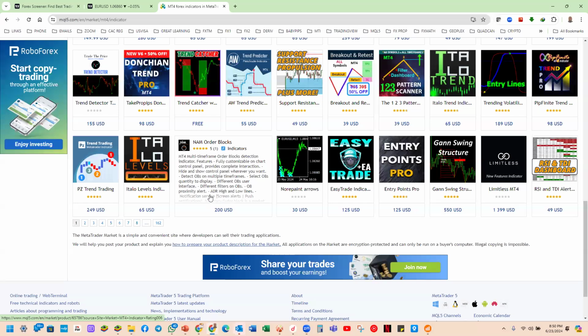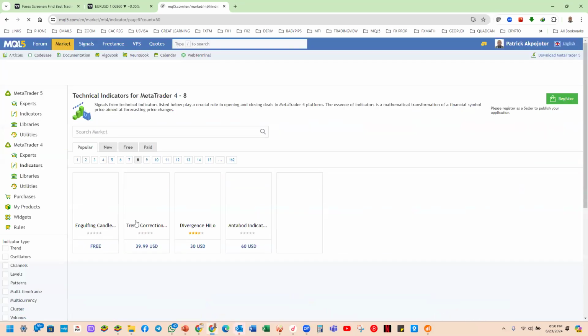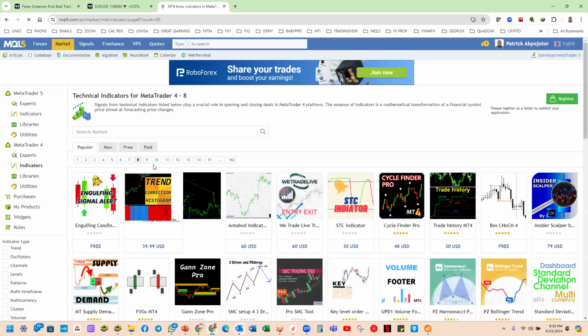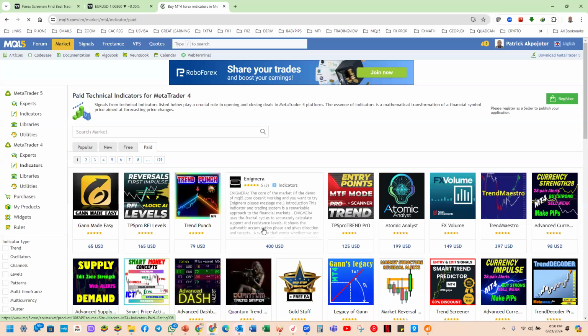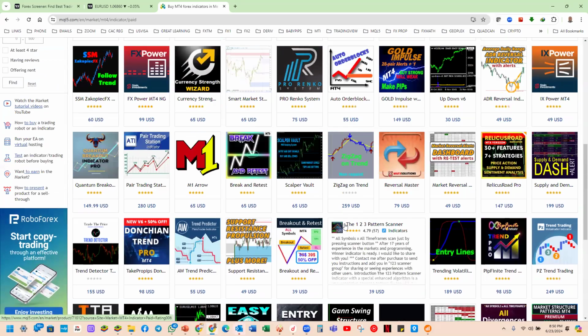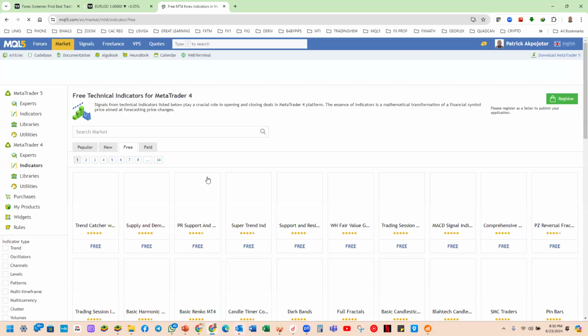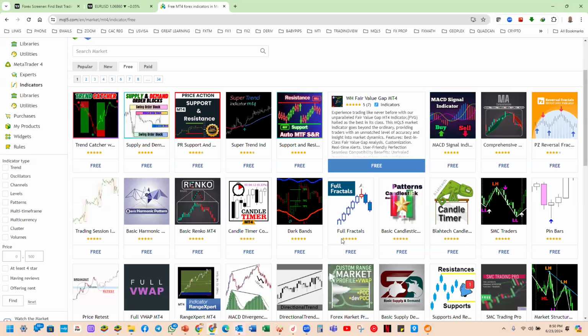So think about it. And this is just page 1 of 162 pages. Everything you see here are indicators, and I can filter it. I can say I want to see only paid. So it shows me only indicators that are paid, that I have to buy with money. If I say I want to see only free, I click on free. It shows me only the ones that are free. You don't need money to buy these ones.